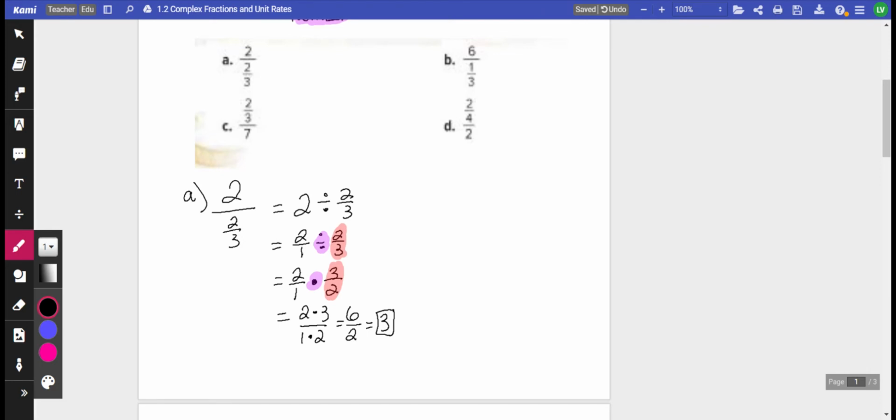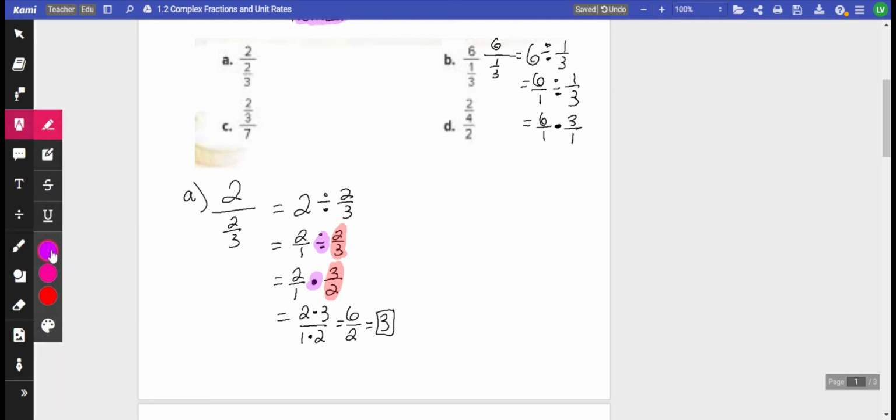Letter B, 6 divided by 1/3. I'm going to start off by writing that as a division problem. 6 divided by 1/3. Then I'm going to make 6 into a fraction. 6 divided by 1. That fraction divided by 1/3. Next, I'm going to multiply by the reciprocal. 6 divided by 1 times the reciprocal of 1/3 is 3 divided by 1.